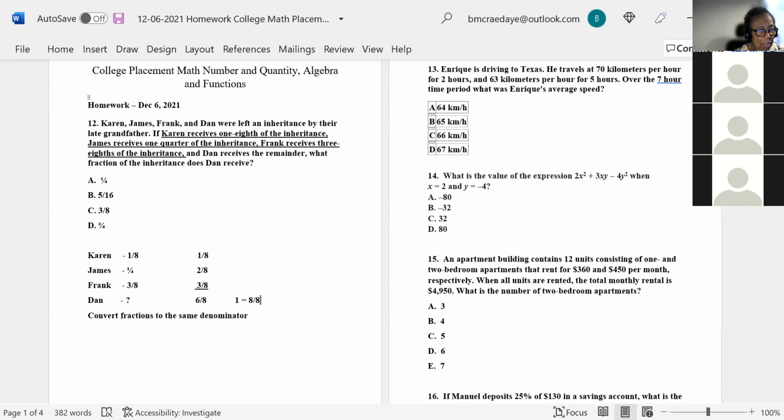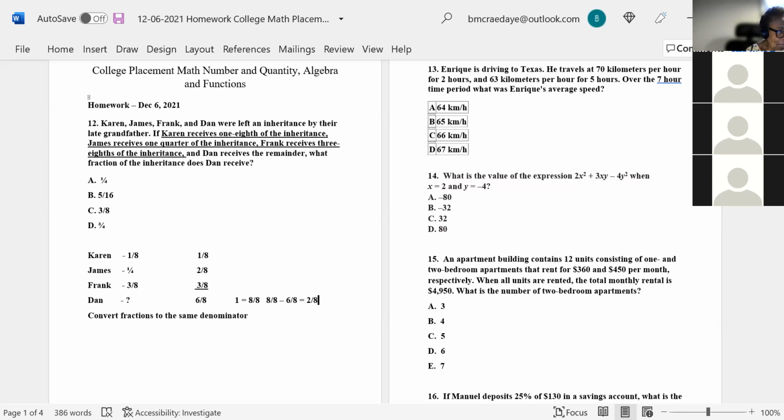8/8 is the total. Yes. Right, that's the total for all 4 of them. But 3 of them have 6/8. So what's left if you take 6/8 from 8/8? So it's 2. Yes, it's 2. 8/8 minus 6/8 is equal to 2/8.